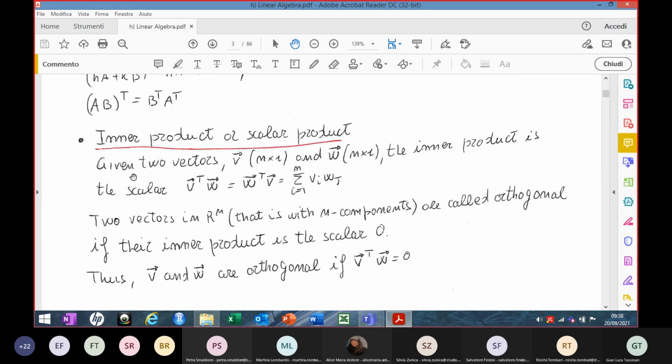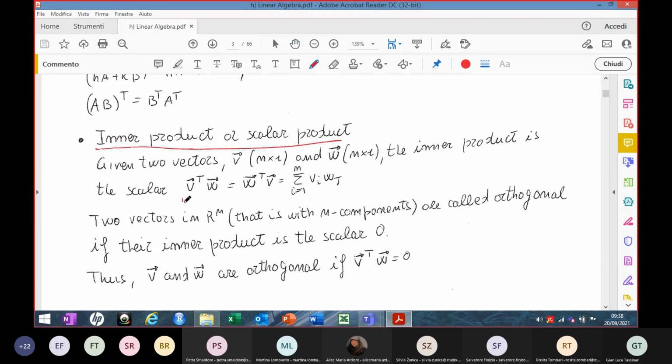Inner product: given two vectors, V, n times 1, we remember, is a column vector. You have n rows and 1 column. And the vector W, with n rows and 1 column. So it is a column vector with the same dimension as V. So given two column vectors with the same dimension, the inner product, also called scalar product, can be written in the following way, as, for example, V transpose W.